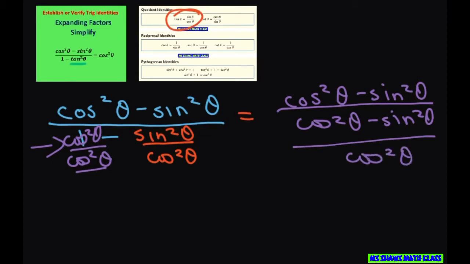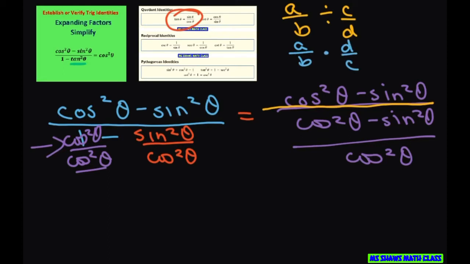Now, this is your big divide. So what we're going to do is when you have A divided by B divided by C divided by D, this is the same as A divided by B times D divided by C.